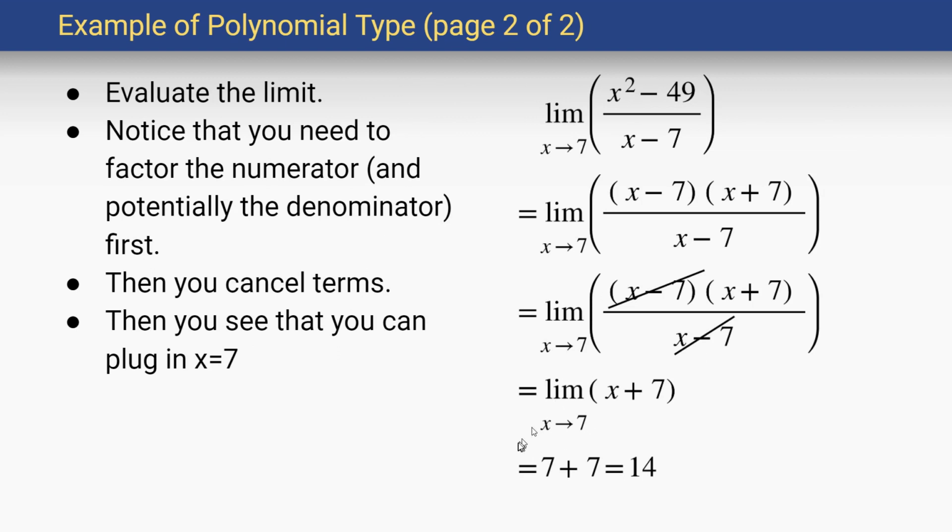You're left with limit x goes to 7 of x plus 7. Nothing is stopping you from plugging in the 7 anymore. So you put in x equals 7 to get 7 plus 7, which is 14, and that's your limit. So the limit as x approaches 7 of x squared minus 49 over x minus 7 is 14. Okay, and that's the polynomial type. So we've seen that before.